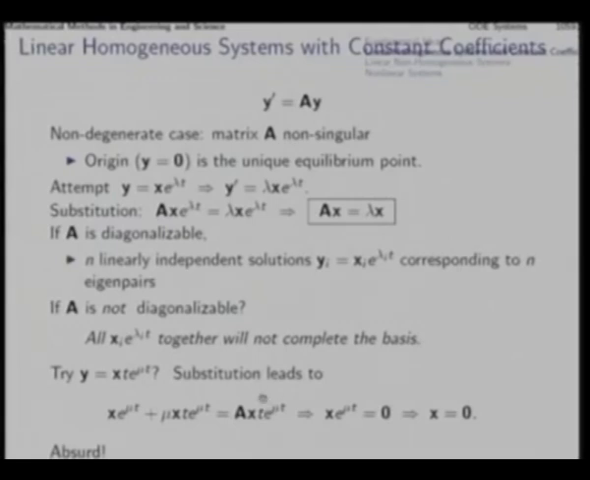Now, since x is an eigenvector of this matrix A corresponding to eigenvalue mu, A x is equal to mu x. So, this term completely balances this term, which will mean that x into e to the power mu t is 0, but since e to the power mu t will not be 0 in general for all time, this will mean that x equals 0, which is absurd, because x is an eigenvector and a 0 eigenvector will make no sense. An eigenvector necessarily is a non-zero vector. So, trying this kind of a solution will not help. So, here we need to try something else.